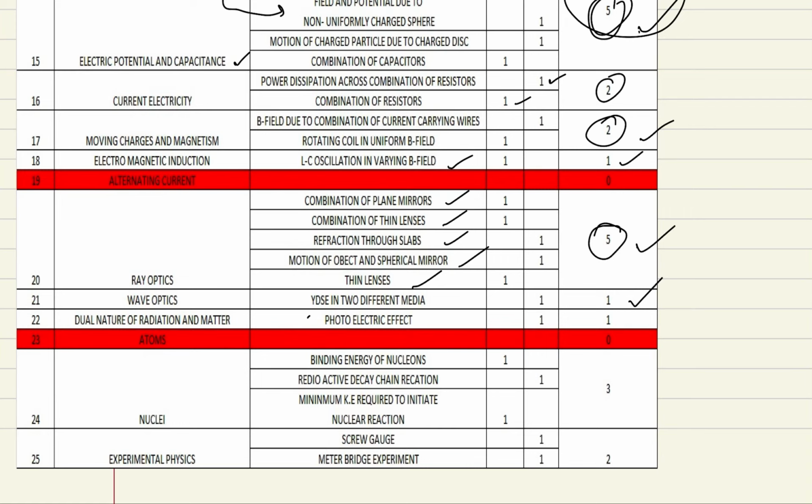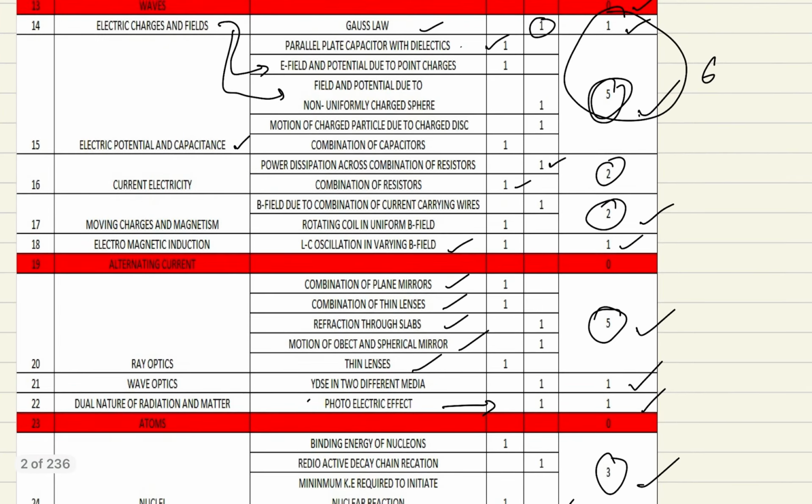Dual nature of radiation and matter: based on the photoelectric effect, they have given one simple question. Atom, there is no direct question, but in nuclear you can see there are three questions. One is based on the binding energy of nucleons. Second is radioactive decay chain reaction. Third is minimum kinetic energy required to initiate a nuclear reaction. Like that, three questions are given. And experimental physics: based on screw gauge one question, and meter bridge experiment. This meter bridge experiment is based on current electricity only, but it is an experiment, that's why I kept it here. So total two questions came from this.